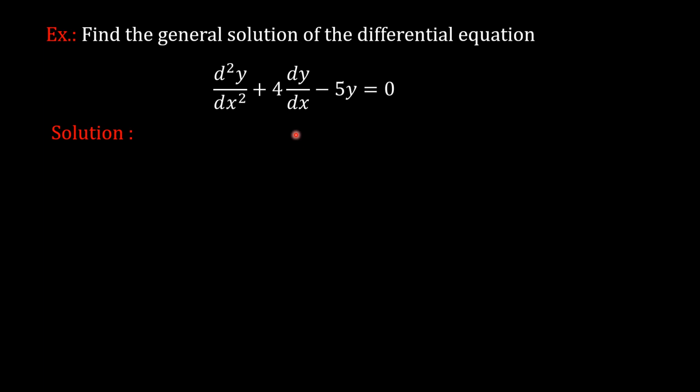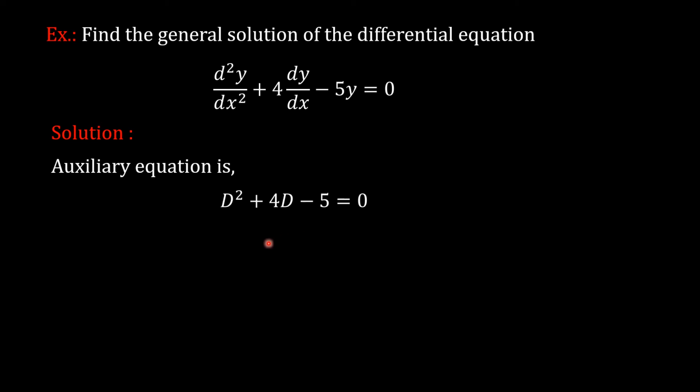To obtain the general solution to this homogeneous differential equation, as RHS is equal to 0, first we obtain its auxiliary equation, for which we need to replace this differential coefficient by the operator D. So therefore the auxiliary equation will be D square plus 4D minus 5 is equal to 0. Here we have replaced d square by dx square by capital D square, d upon dx by capital D, and we got the auxiliary equation as D square plus 4D minus 5 is equal to 0.